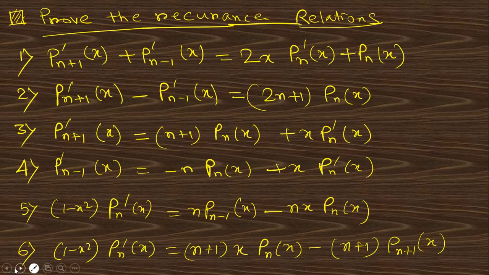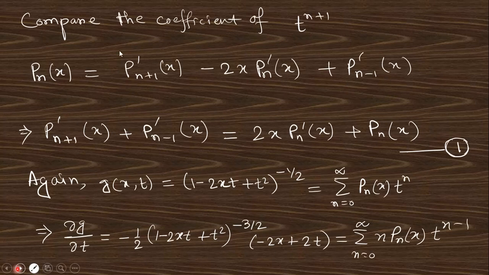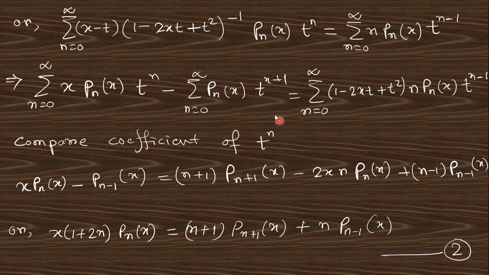For that you can follow this process. Here, take the derivative of the generating function with respect to x, and this portion breaks into two parts, and this is nothing but the generating function, and then compare these two. You compare the coefficient of t to the power n plus 1, and you will get this relation. Again, take the partial derivative of this generating function with respect to t, and after that if you compare t to the power n, you will get this type of relation.